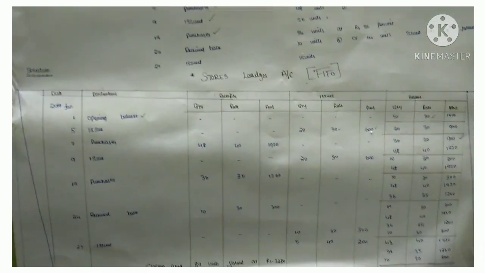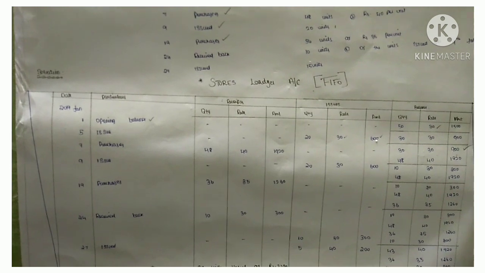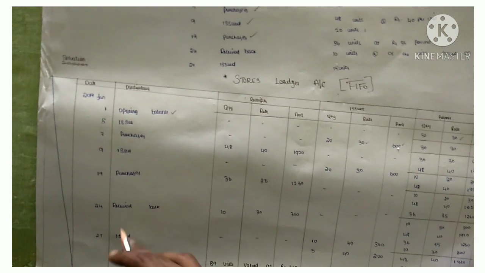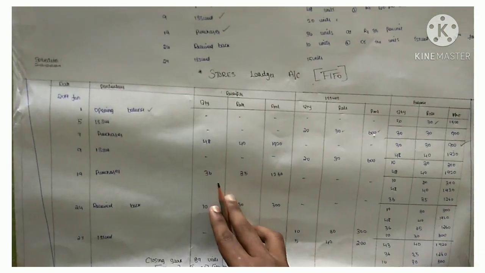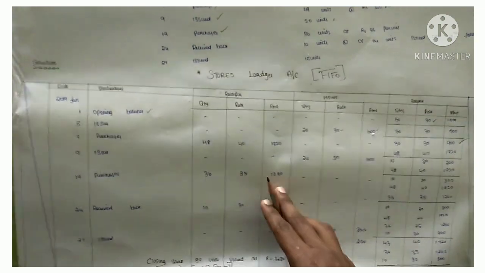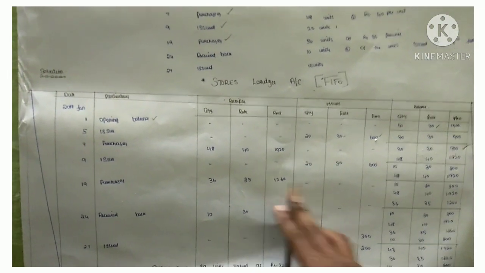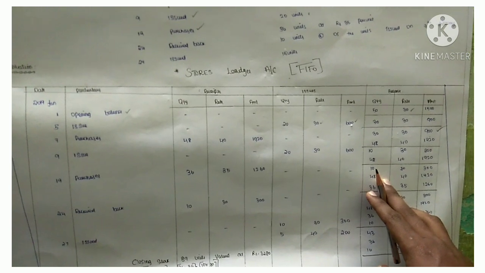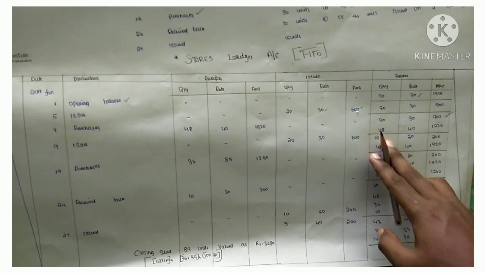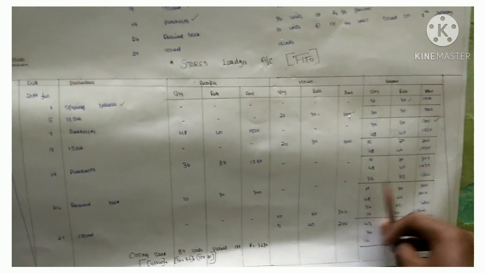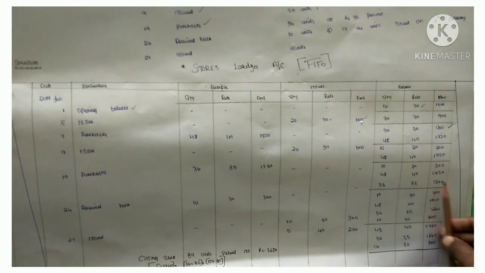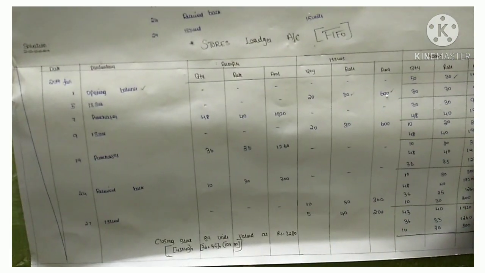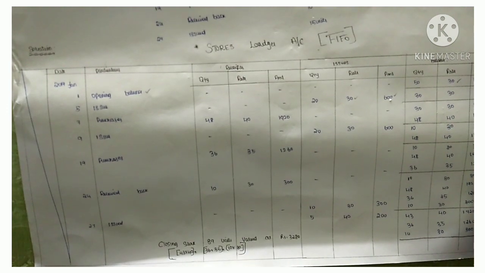Jan 19 purchases 36 units at the rate of 35 per unit. Jan 19 purchases 36 units, rate of 35, and the amount is 1260. And enter into the balance column. The two earlier lots are carried forward, and the new one is 36 units at the rate of 35, and the total amount is 1260.